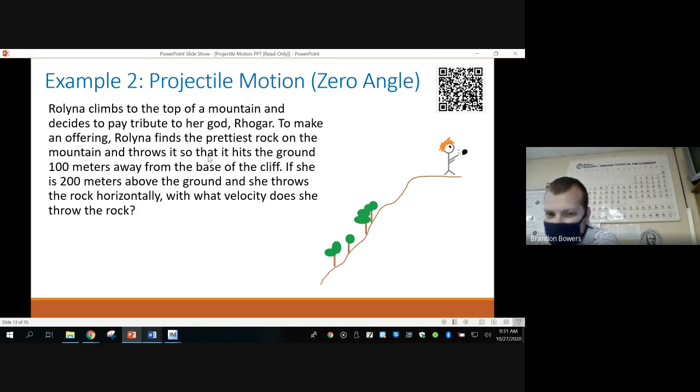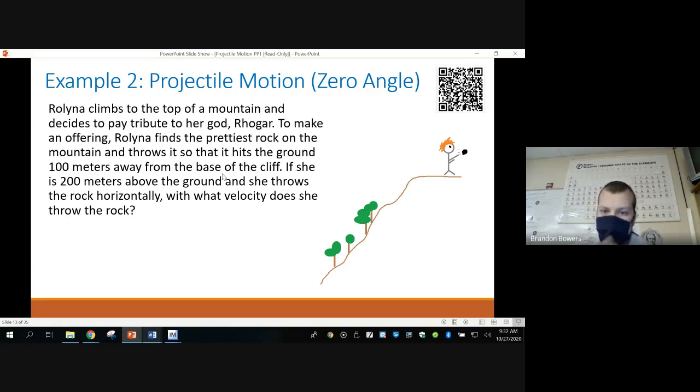Okay, so I'm going to draw this out real quick. She's on top of a cliff. I don't want you to see my drawing yet. All right, she's up here. So that's 200 meters. And she throws the rock 100 meters that way.